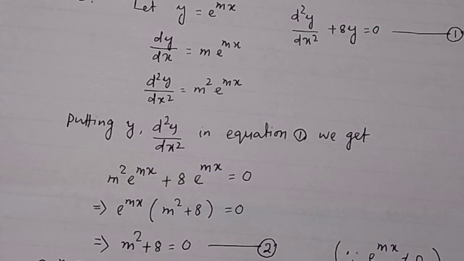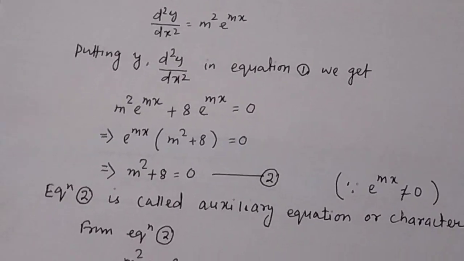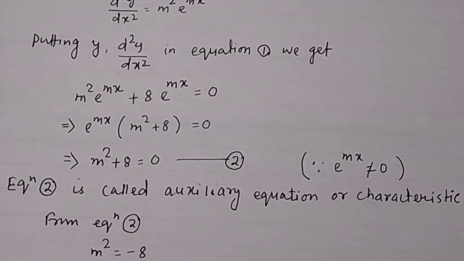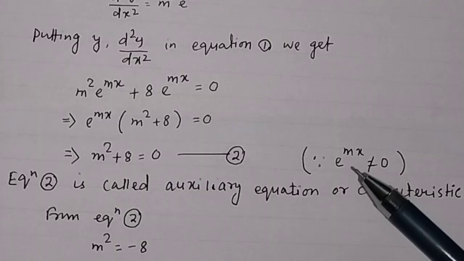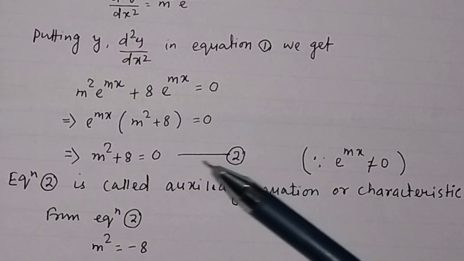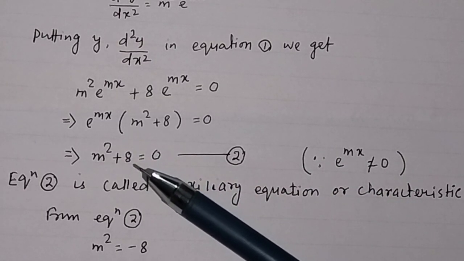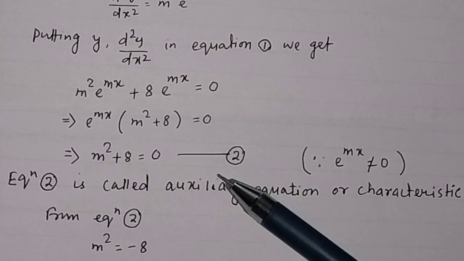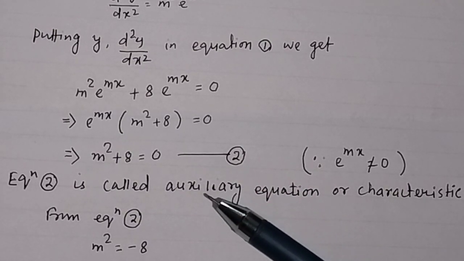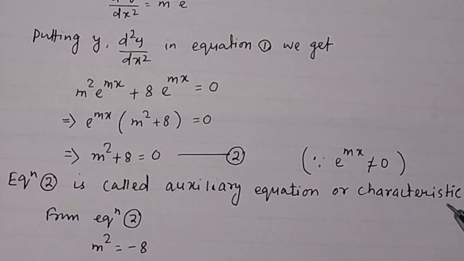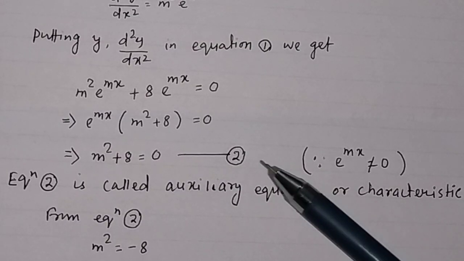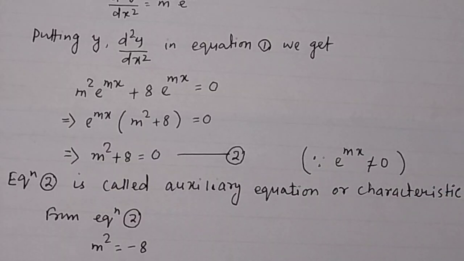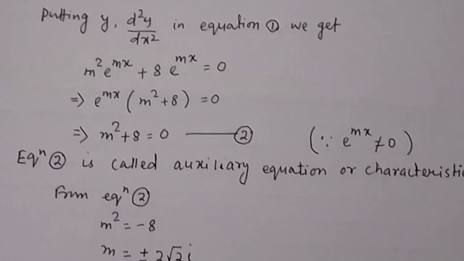Since e to the power mx is not equal to 0, because that is the solution of the equation, m square plus 8 will be equal to 0. Suppose this is equation 2, and this equation 2 is called the auxiliary equation or characteristic equation. Remember, equation 2 is called the auxiliary equation or characteristic equation.